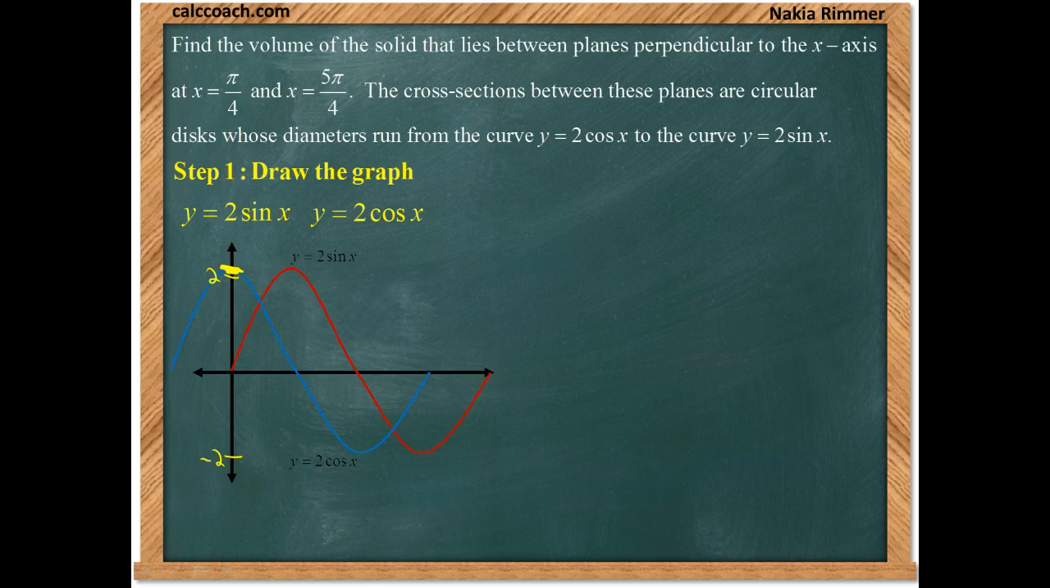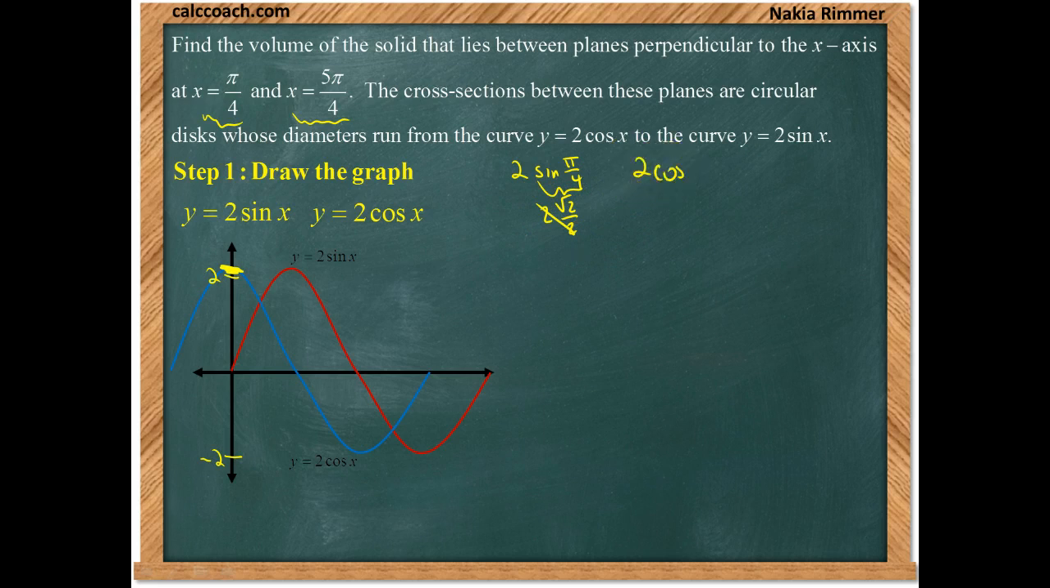Now, there are planes here at x equals pi over 4 and x equals 5 pi over 4. These curves intersect infinitely many times, and so to nail down exactly what region we want, we have x equals pi over 4. We have to find out where that would be in this graph. What is twice the sine of pi over 4? Pi over 4 is 45 degrees, and the sine of that is root 2 over 2. If you double that, you'll get root 2.